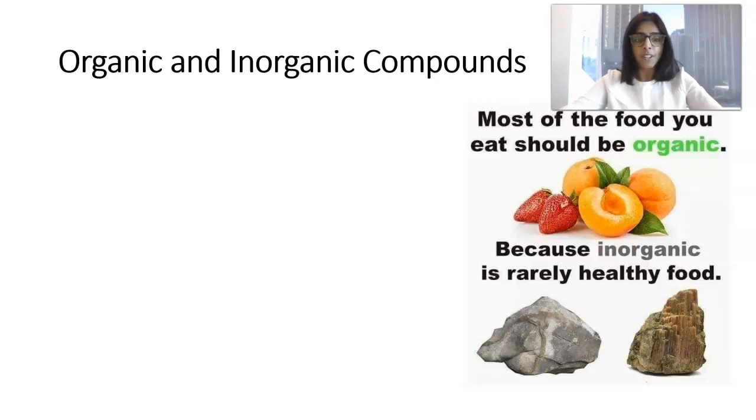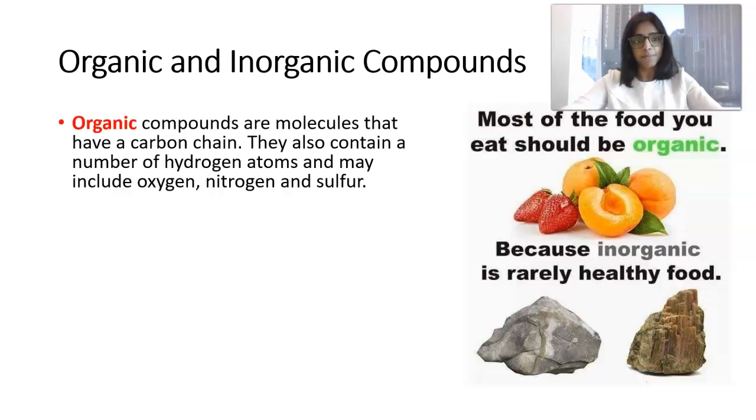Again, there's a lot of misinformation around about these terms. So it's really important that we clear this up and have a firm understanding of what they actually mean. The term organic in relation to food and nutrients are molecules that have a carbon chain. They also contain a number of other atoms such as hydrogen, oxygen, sometimes nitrogen and sometimes sulfur. So when we say we eat organic food, what we really mean is that we eat food.